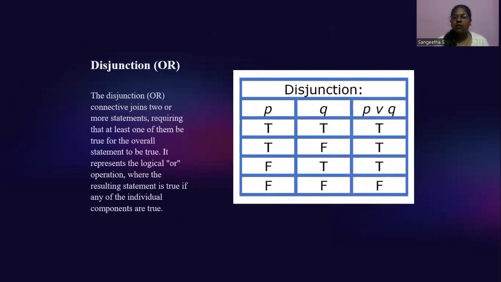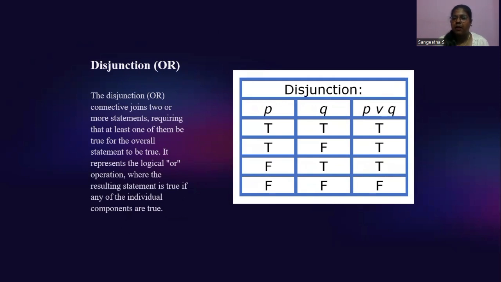Disjunction. It is logically the OR operation. The disjunction connective joins two or more statements requiring that at least one of them be true for the overall statement to be true. It represents the logical OR operation where the resulting statement is true if any of the individual components are true. Here the OR operation takes place.